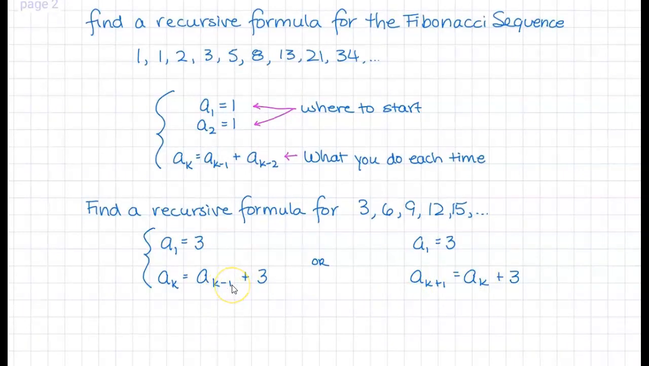If you're subtracting one, it's the previous term. But each one of these things says the same thing. So put these together, and this is another recursive rule. A term is the previous term plus 3, or a term plus 3 is equal to the next term. It says the same thing. So that's recursive formulas and explicit formulas.